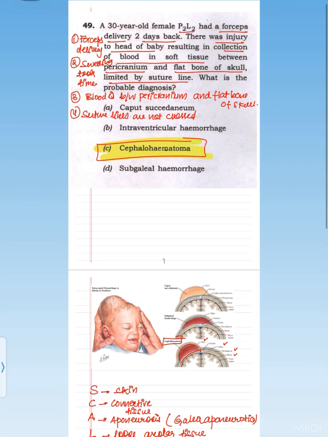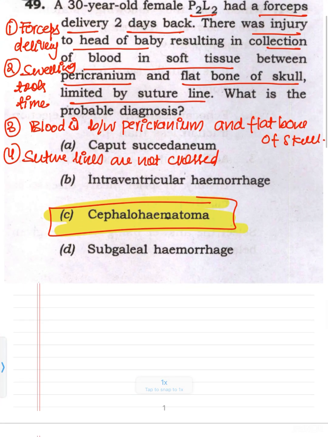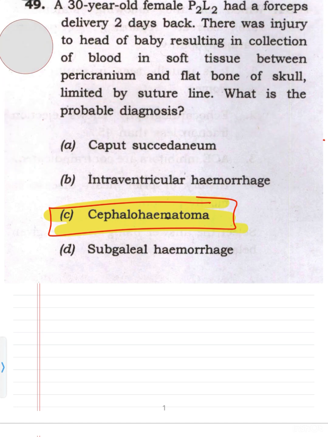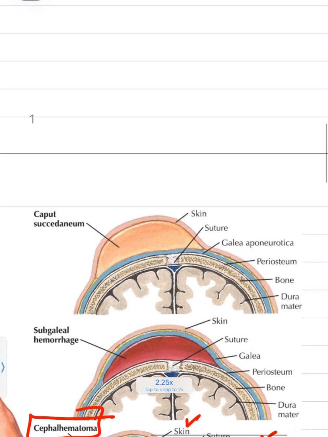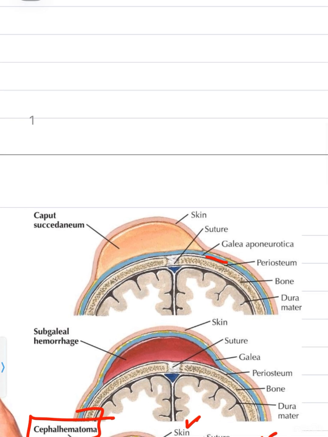If we come to the other options, why caput succedaneum is not correct, and why the answer cannot be caput succedaneum. So what is caput succedaneum? Caput succedaneum means that the swelling lies above the periosteum. So the periosteum is here, marked by the red line, but the swelling is here in the connective tissue. So it is the edema of the scalp above the periosteum.